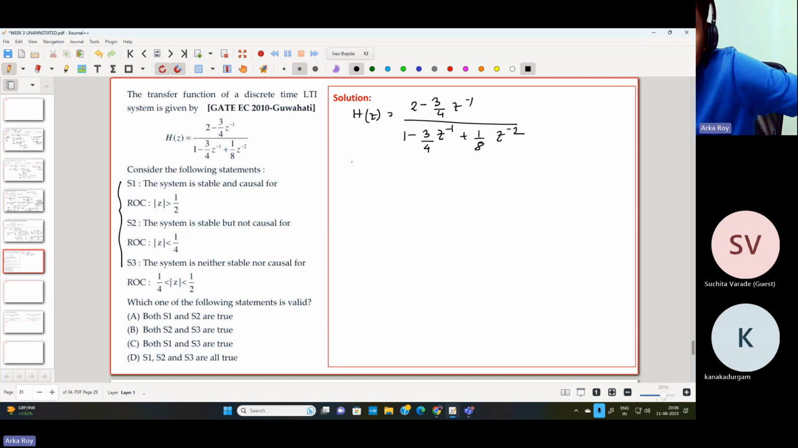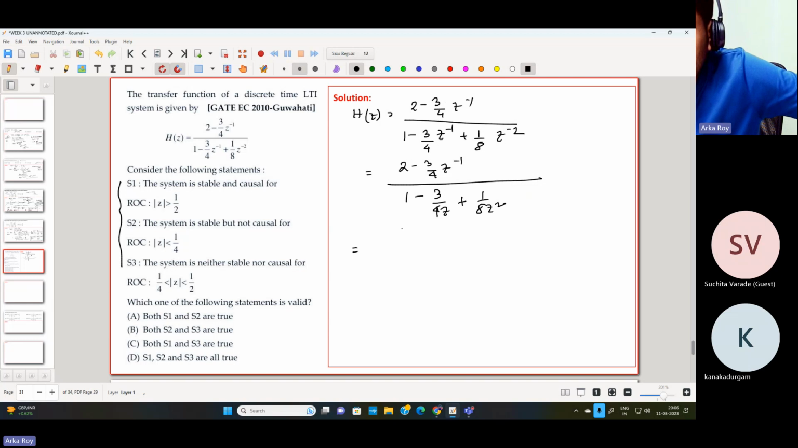So we need to find the poles first. So let me just write it like this: 2 minus 3 by 4 z inverse, and this I can write as 1 by 3 and 1 by z square. So I'm not bothered about the numerator. Let us consider it is n z.